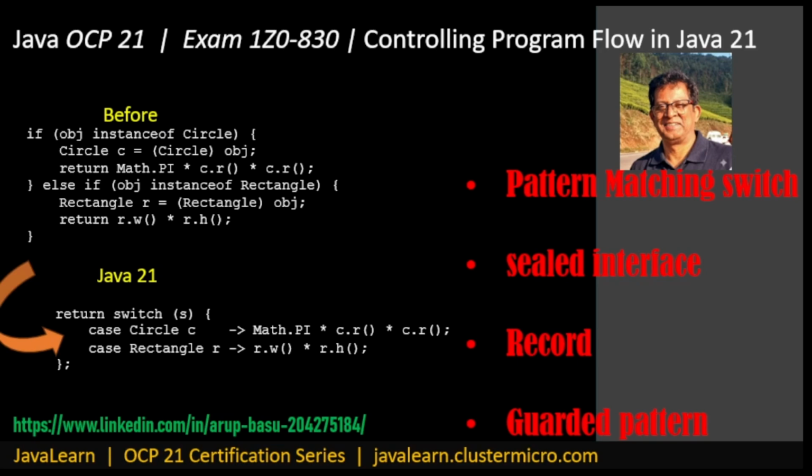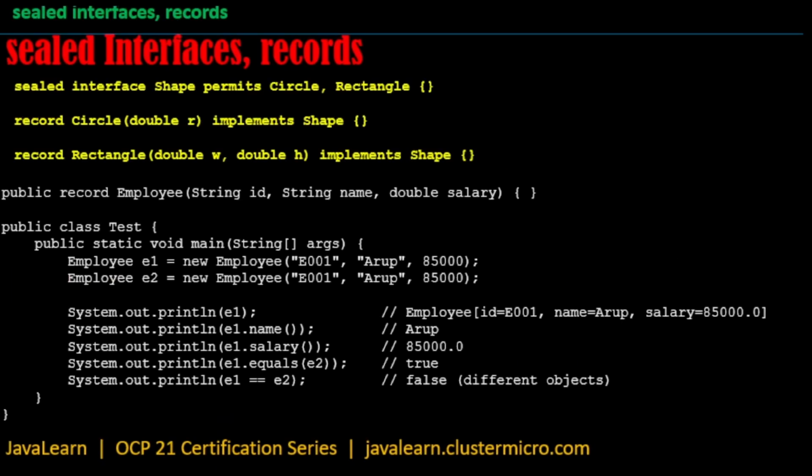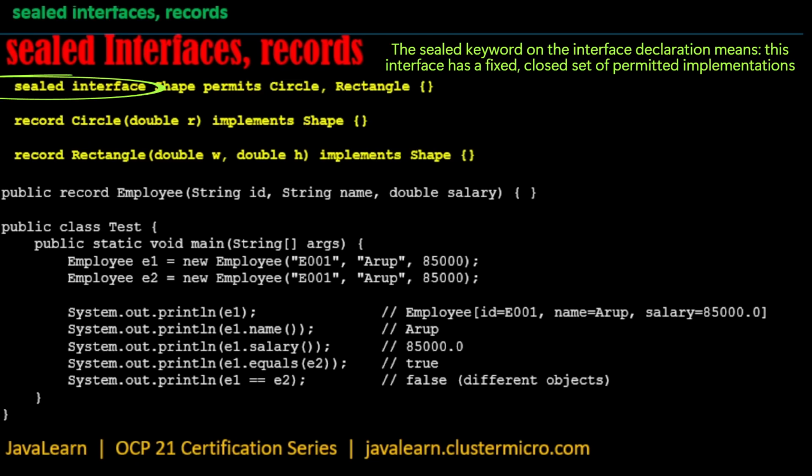So this slide brings together three of the most significant modern Java features: sealed interfaces, records and pattern matching in switch expression. All three were finalized in Java 17 and Java 21, and all three appeared together on the OCP 21 exam because they are designed to work as a system. So sealed interface Shape permits Circle, Rectangle. Okay, the sealed keyword on the interface declaration means this interface has a fixed closed set of permitted implementations. The permits clause lists them explicitly, Circle and Rectangle.